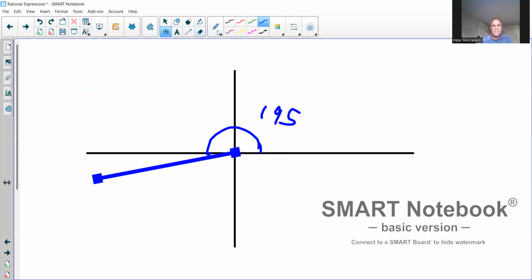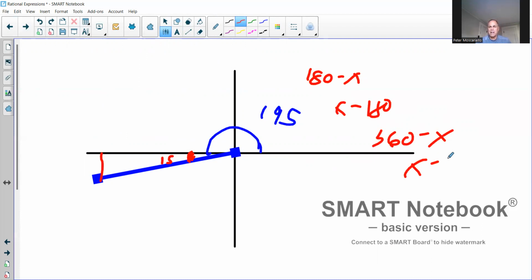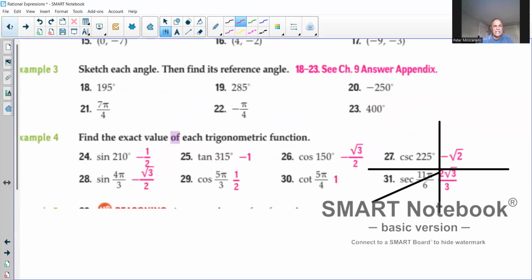Its reference angle is this, just like when we made that triangle. That's the reference angle. So what is that? Well, we went 180 and into 195. It's 15, isn't it? Sometimes it's 180 minus X, sometimes X minus 180, sometimes 360 minus X, sometimes X minus 360. Let's not memorize rules. Let's just think. If this is 180, to get to 195, I went 15 more. So the answer is 15.